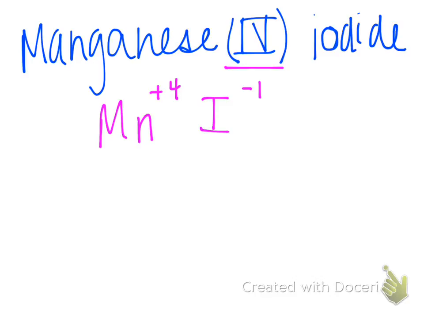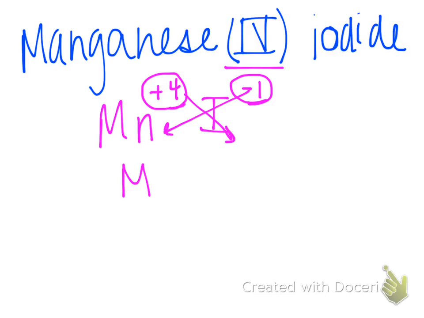-1. If I've got a +4 on this side, how many of those iodide ions do I need to balance that out? 4. So that's where my cross down comes in again. I've got 1 manganese atom, and I've got 4 iodide atoms to balance that out. When we cross down, remember we drop our charges completely, and we just cross down the number. We leave the 1 off because whenever there's a 1 subscript, we don't need to include it.